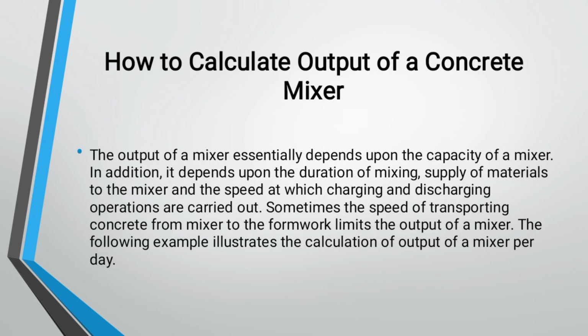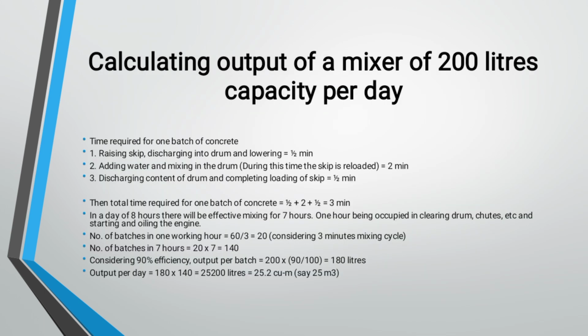Now we want to look at how to calculate the output of a concrete mixer. Before you do the calculation, there are some essentials that you have to consider, like the capacity of the mixer, the duration of mixing, the supply of the material, and the speed at which charging and discharge operations are carried out. And we have to consider the speed of transporting concrete from the mixer to the formwork because it limits the output of the mixer. And below is an example of the calculation.